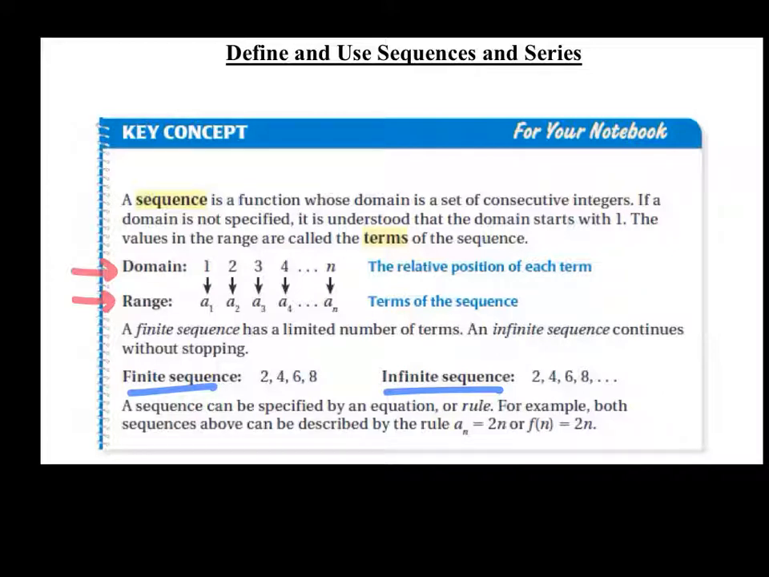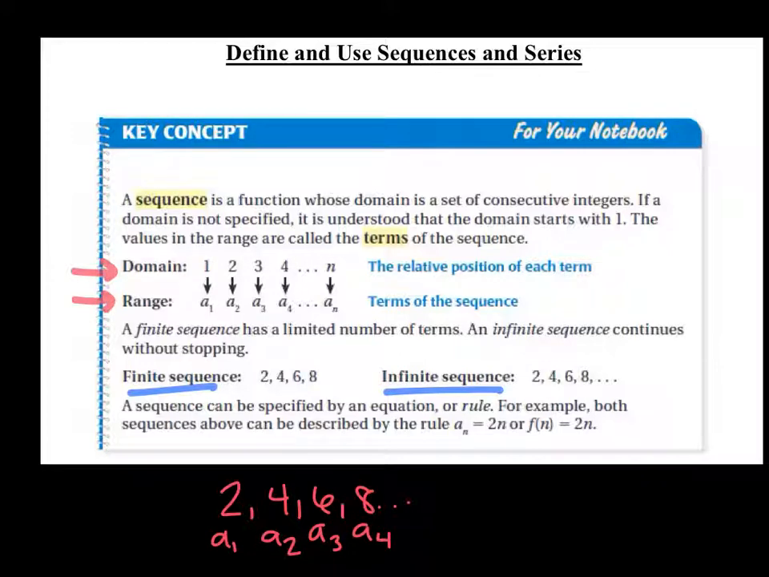So a sequence can be specified by an equation or rule. So for example, both sequences above can be described by the rule a sub n equals 2n, or if you want to use function notation, f of n equals 2n. So if you look, 2, 4, 6, 8 continues on. This is your first term, second term, third term, fourth term. So a sub 1, 2, 3, 4.